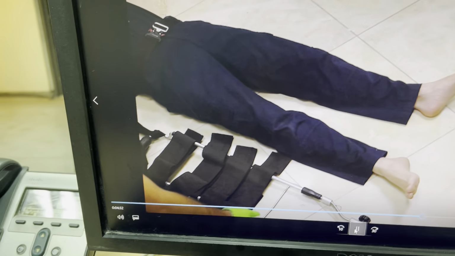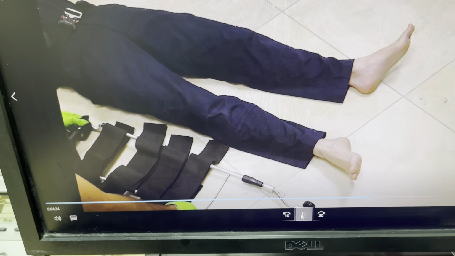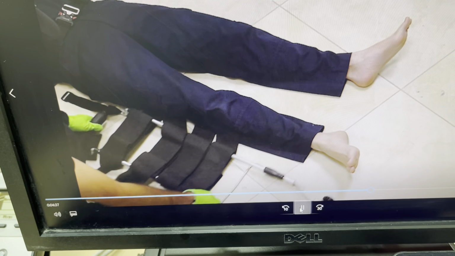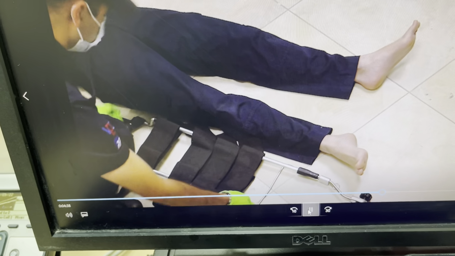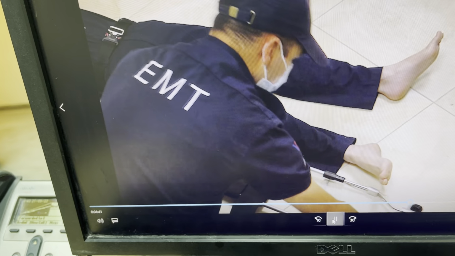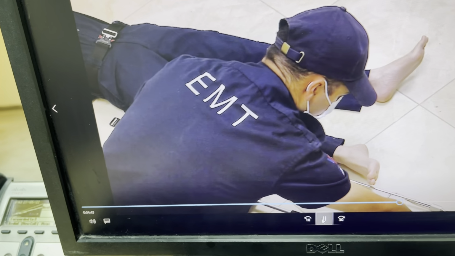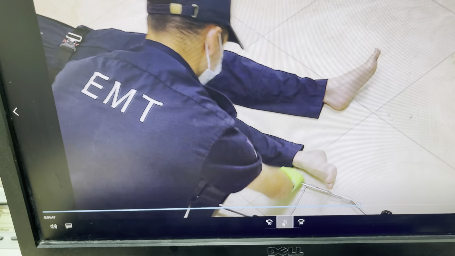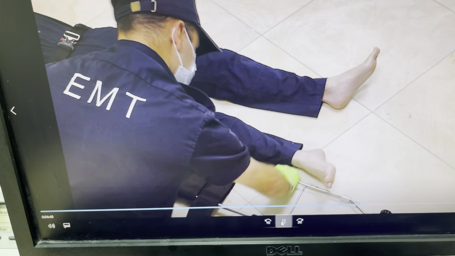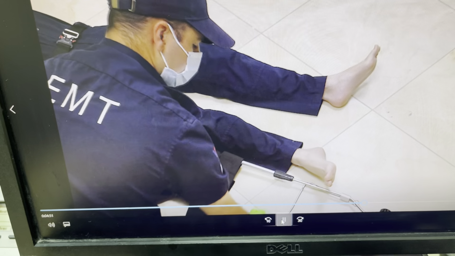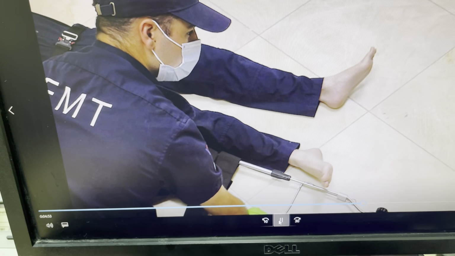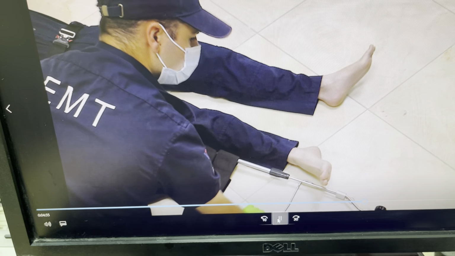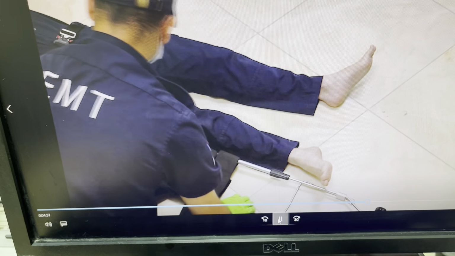Application of the traction splint. Step 1. Prepare the splint by placing the splint alongside the patient's uninjured leg and adjust the splint to the appropriate length. The splint should be approximately 15 centimeters longer than the leg. Position the straps along the splint if possible. 2 above the knee, 2 below the knee. Keep the heel stand flat.